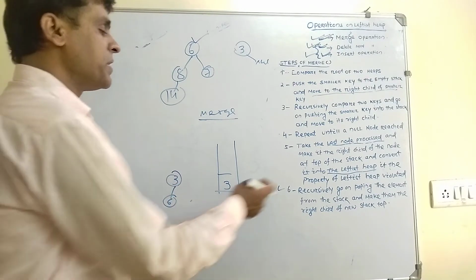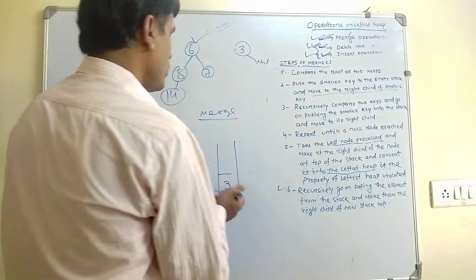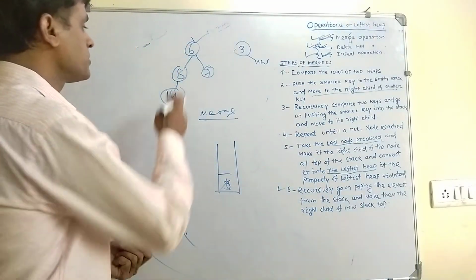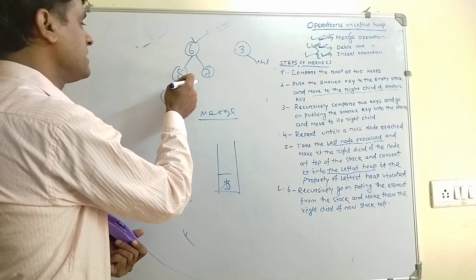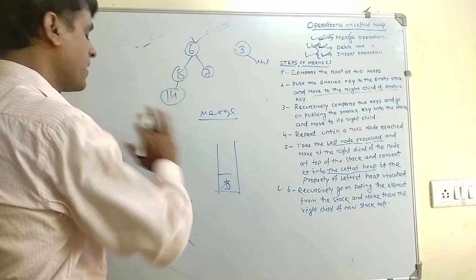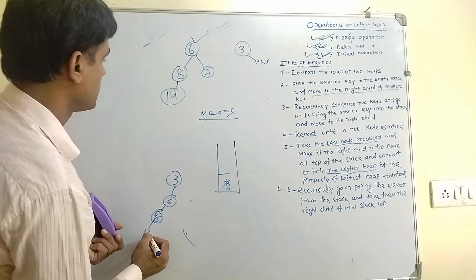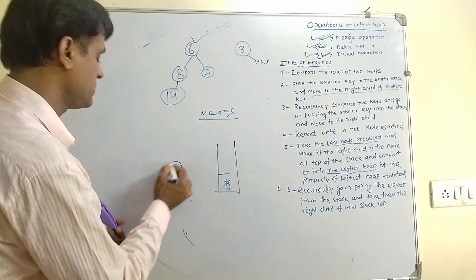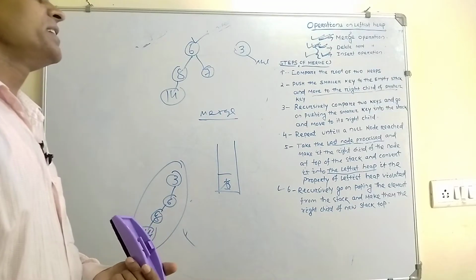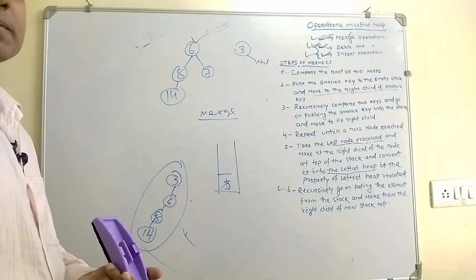Then recursively go on popping. No element is there, already we have popped. Now 6 has the left child, that is 8 and 16 and 14. We have not touched it. So put it 8 and 16. Sorry, 14. So this is the insert operation in a leftist heap.